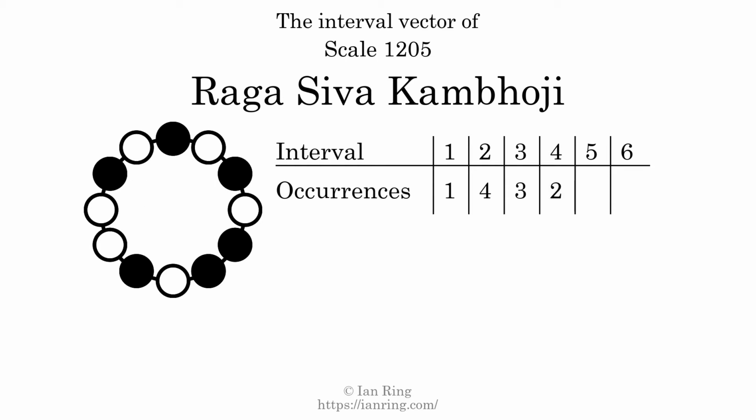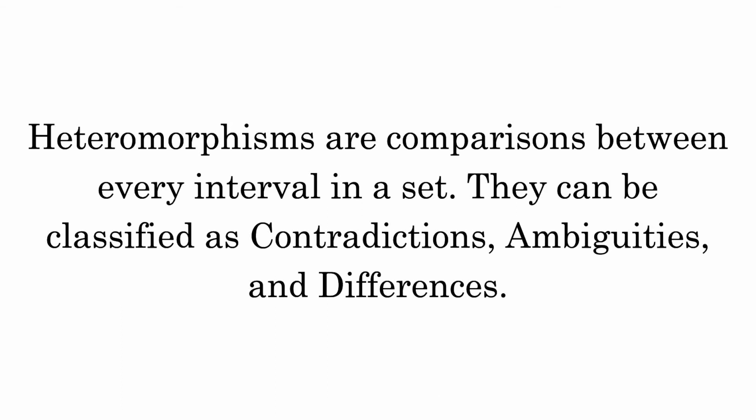There are 2 intervals with a size of 4 semitones. They are here, and here. There are 4 intervals with a size of 5 semitones. They are here, here, here, and here. There is one interval with a size of 6 semitones. It is here. Each interval does not appear in this scale a unique number of times, so this is not a deep scale.